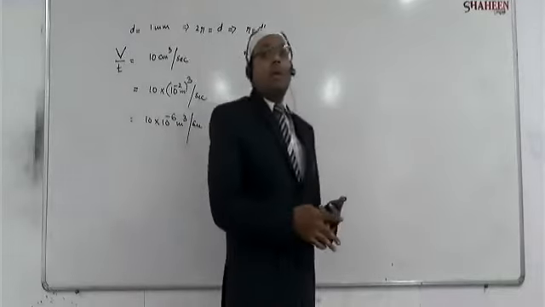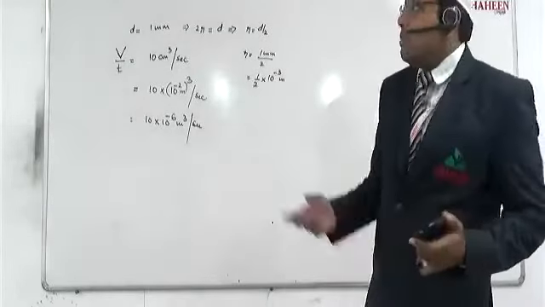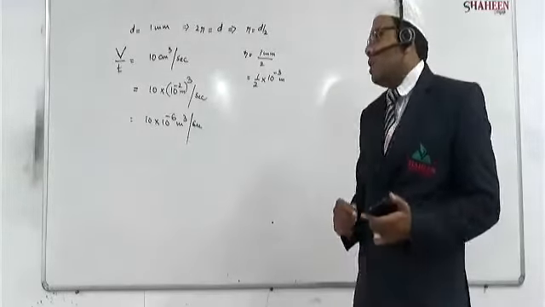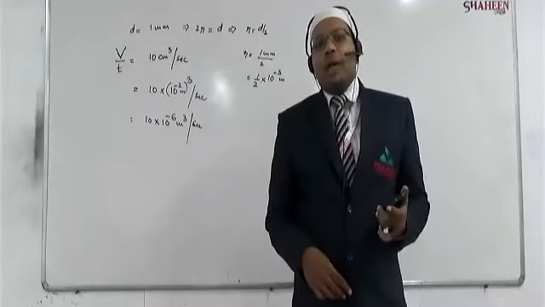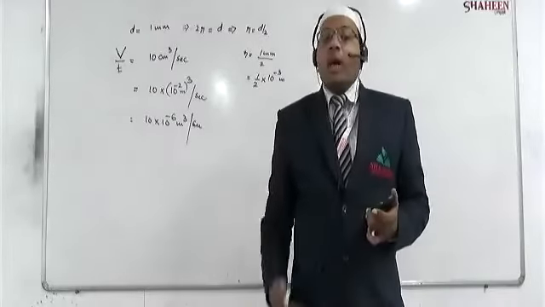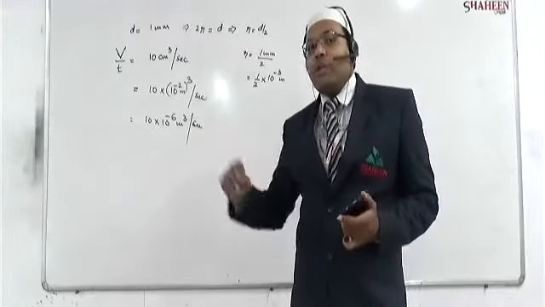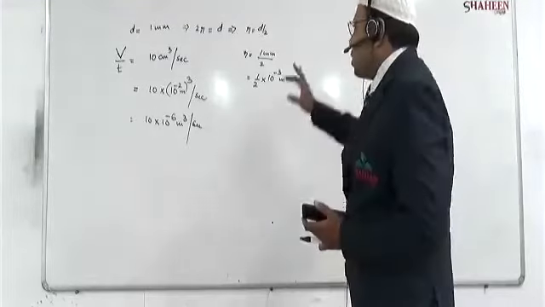The main thing in this problem is only conversion, because the diameter is given in mm, and that's why we are converting. And the volume rate flow is given in terms of centimeter, which we are converting in terms of meter. So we got the data.